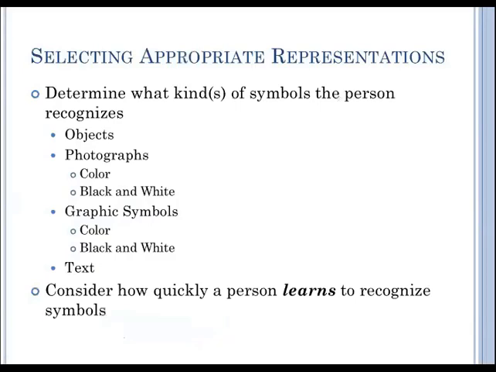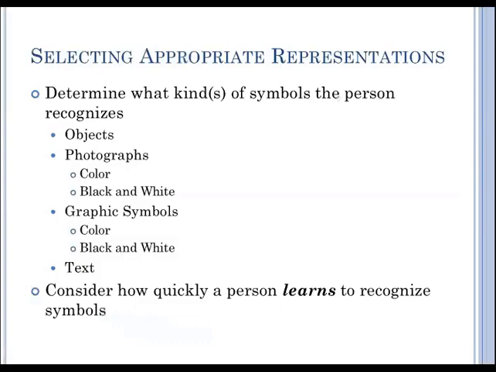All right, so let's just kind of sum up a little bit, and then I'll take a few questions before we move on. When we're thinking about symbols, and we've now talked about objects, we've talked about photographs, we've talked about graphic symbols, we've talked about text. It's really important that before we go ahead and make a whole bunch of visual supports, that we first determine what kind of support is most appropriate, what kind of symbol is most appropriate for a given person. What symbol is it that the person recognizes the best? And so we're going to need to look at and perhaps assess to answer this question.